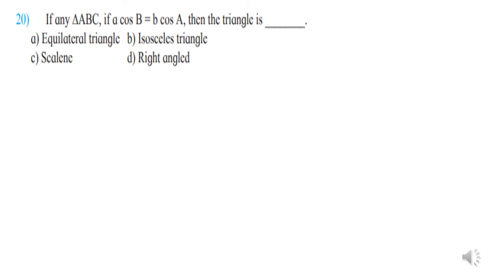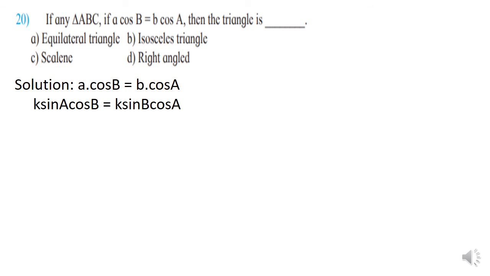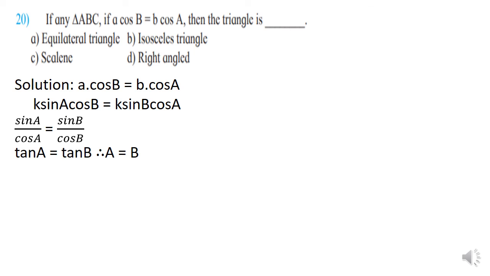The 20th MCQ. In any triangle ABC, if a cos B is equal to b cos A, then the triangle is either equilateral, isosceles, scalene or right angled. You have to find out the correct option here. We have a cos B is equal to b cos A. By the sine rule, a becomes k sin A and b becomes k sin B. k is cancelled from both the sides and we cross multiply so that we get sin A upon cos A is equal to sin B upon cos B. Thus, tan A is equal to tan B, or angle A is equal to angle B. That means the triangle is an isosceles triangle. So this is the correct option over here.